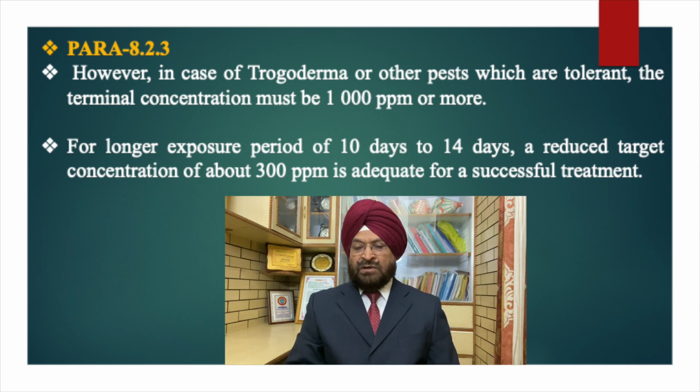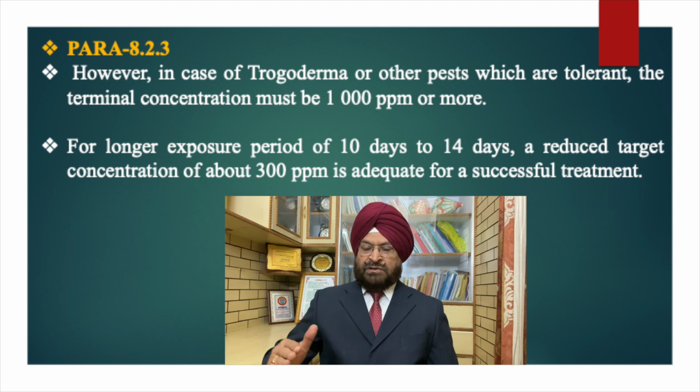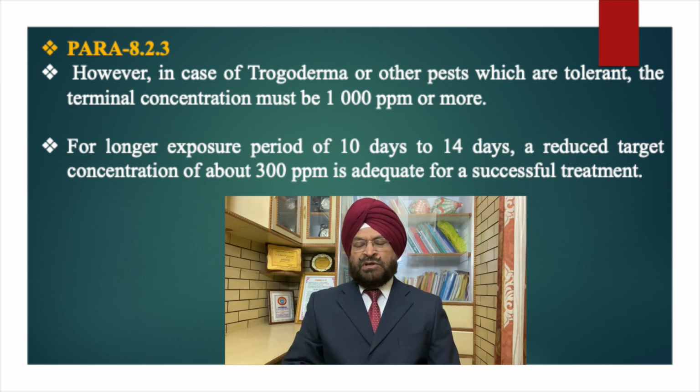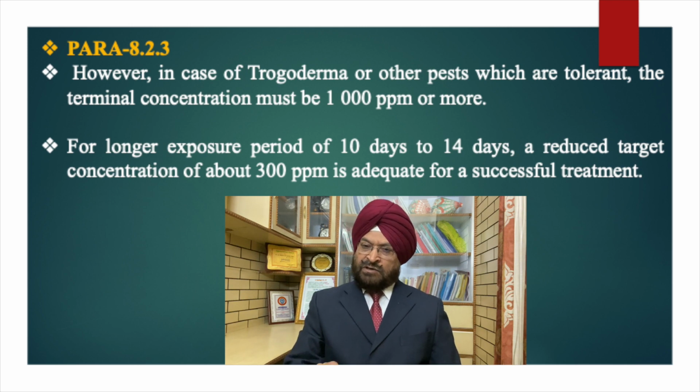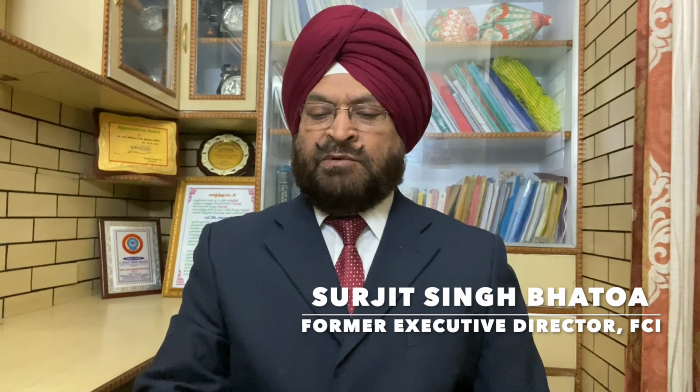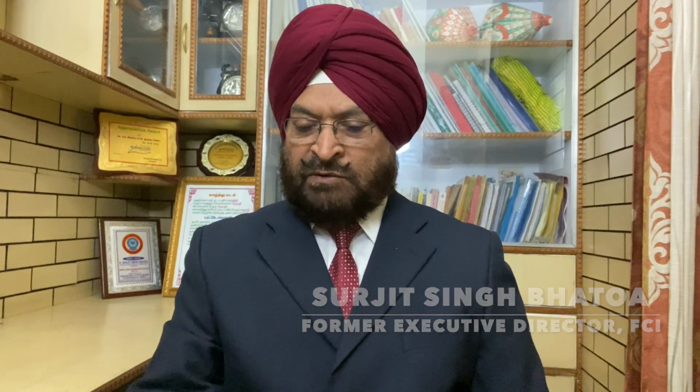Now, sometimes we extend the exposure period. If the period is extended from 10 to 14 days, then the reduced target concentration of 300 ppm is adequate for a successful treatment. So I am repeating it. For general insects, it should be 500 ppm. For Trogoderma, it should be 1000 ppm or more. And if the exposure period is extended from 10 to 14 days, then it should be 300 ppm or more for successful fumigation.